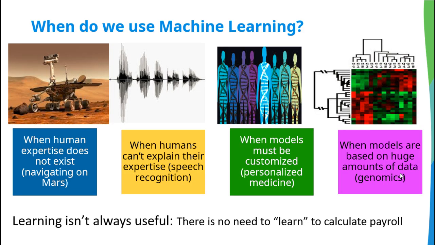So when do we use machine learning? We use machine learning when human expertise does not exist. For example, navigating on Mars. In this case, machine learning comes in. Most of those machines are AI based. They are intelligent machines.